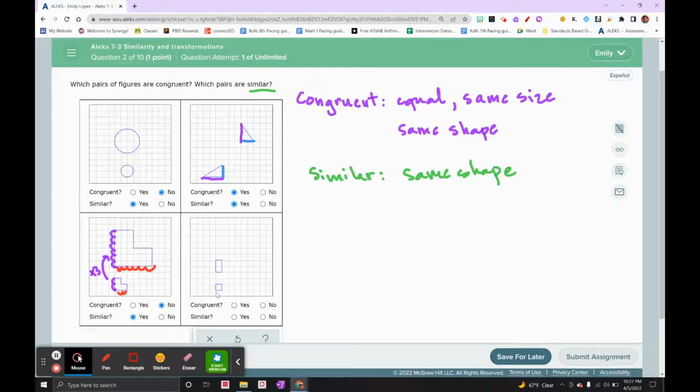This one. Is this one congruent? The answer is no. They do not look exactly the same. Are they similar? The answer is also no, because the width is increasing by 2, and this one is a square, so it should be the same size for length and width.